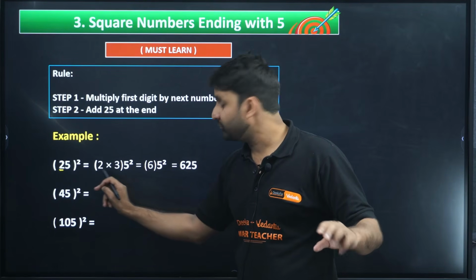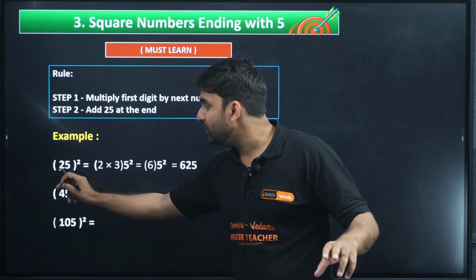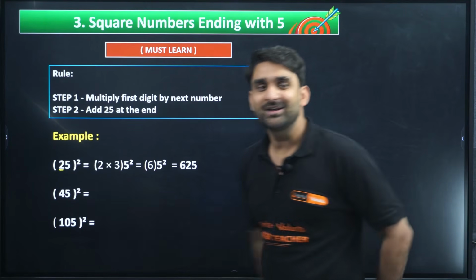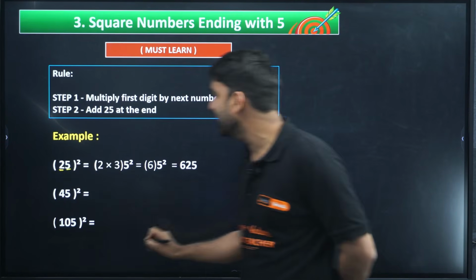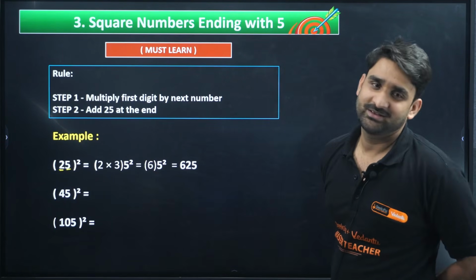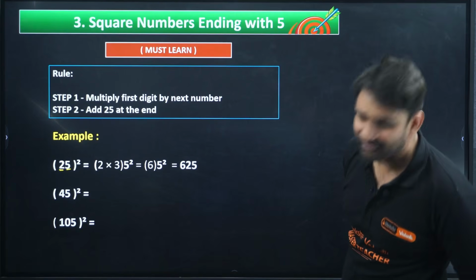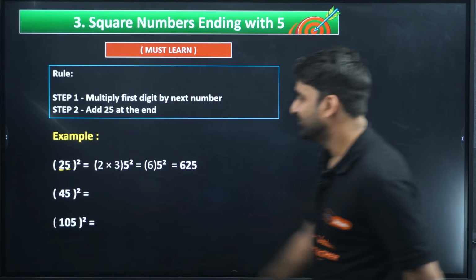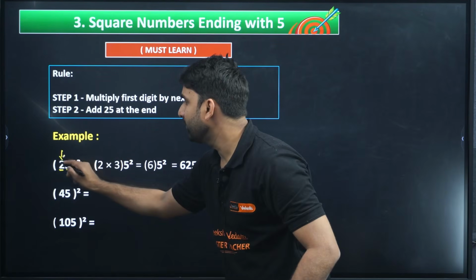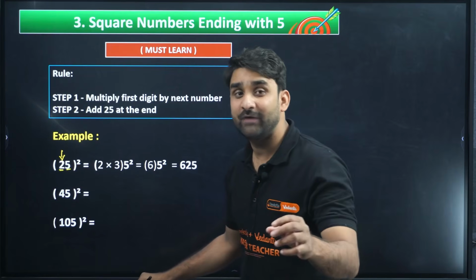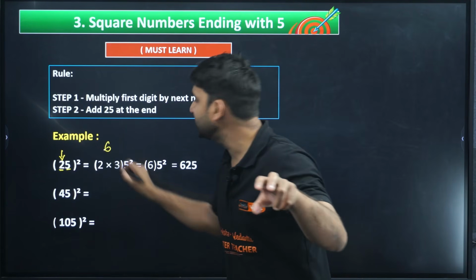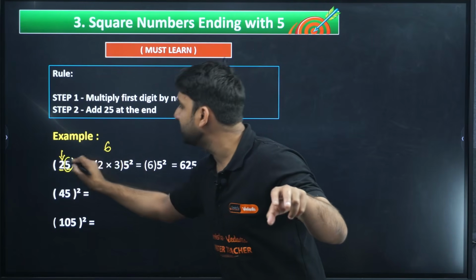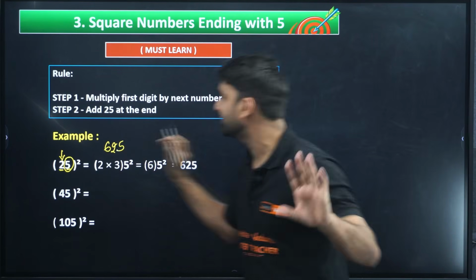The succeeding of 2 would be 3. So multiply the numbers: 3 times 2 is 6, and square the one digit number only. So 5 square would be 25. This is your answer. 625 is your answer. Right? So this is 2 here. What would be the succeeding value? The succeeding value will be 3. So 3 into 2 would be 6. So write down 6 and square only this number. 5 square is 25. This is your answer.